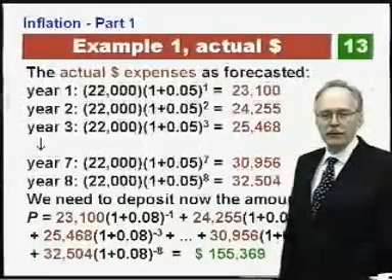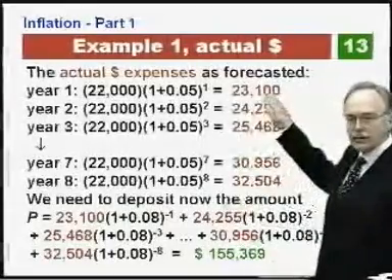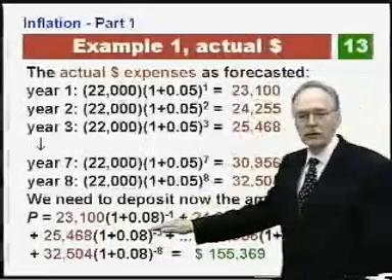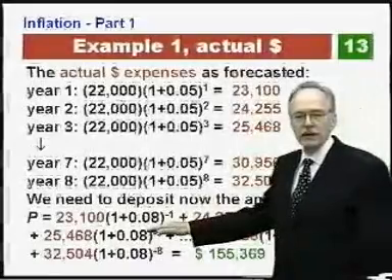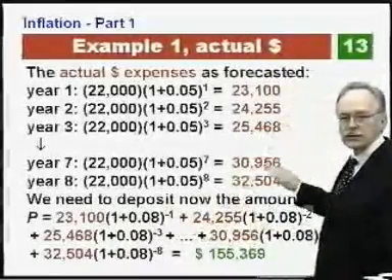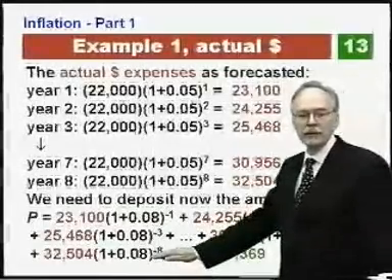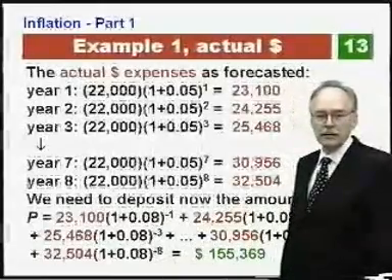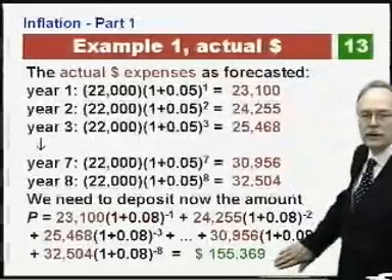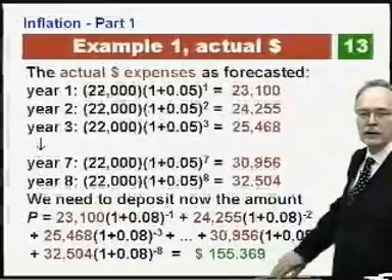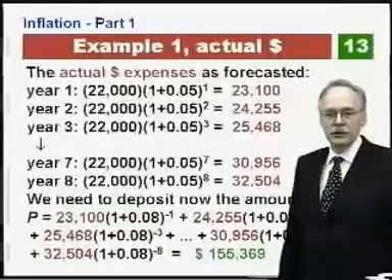Now we have a discount rate of 8%. We say that our market interest rate is 8%. We can take these actual dollars, $23,100, bring it back to time 0 using an 8% factor. This is the P/F factor. The second term, of course, is brought back using the factor for 2 years. The last term, $32,504, that's discounted back 8 years. And we get a total of $155,369. That's the total amount we'd have to deposit as a lump sum into an account. That's the analysis using actual dollars.